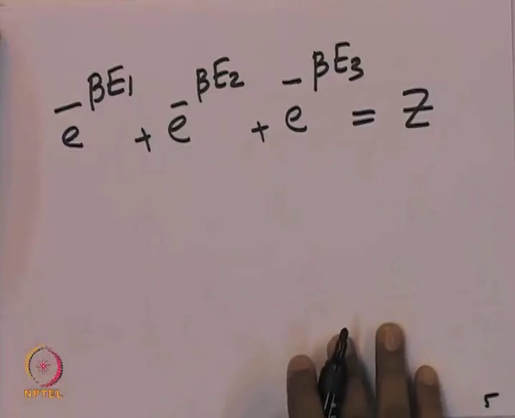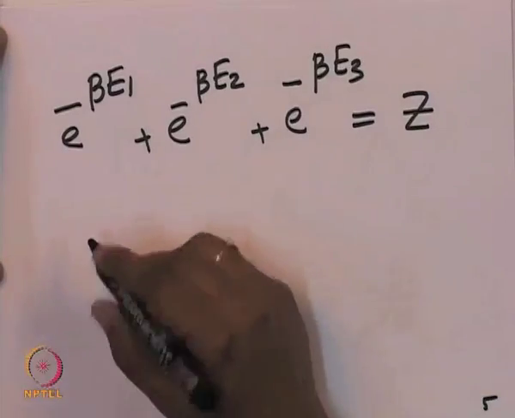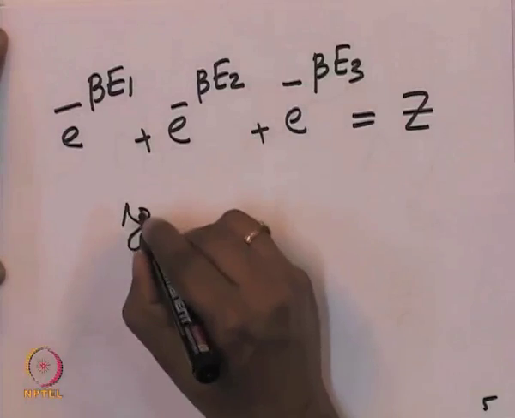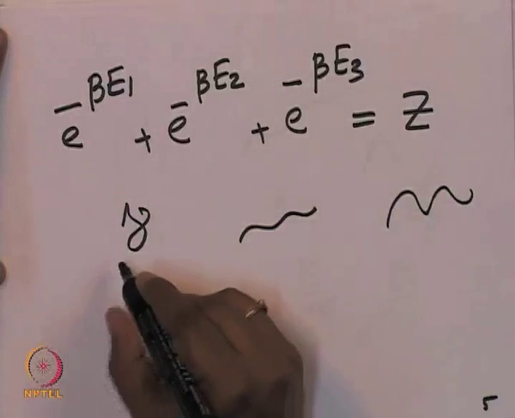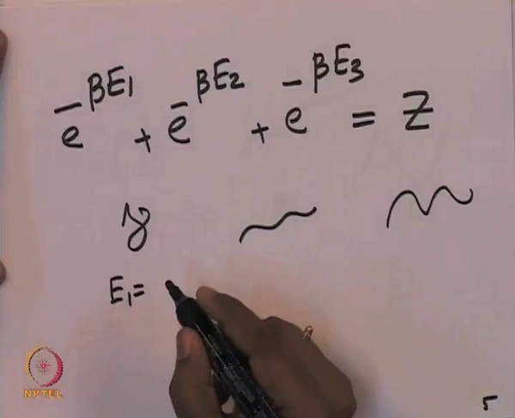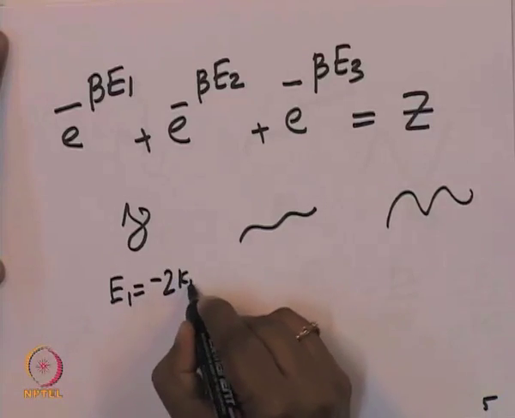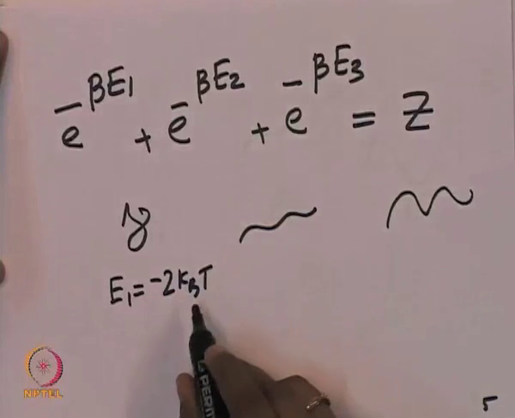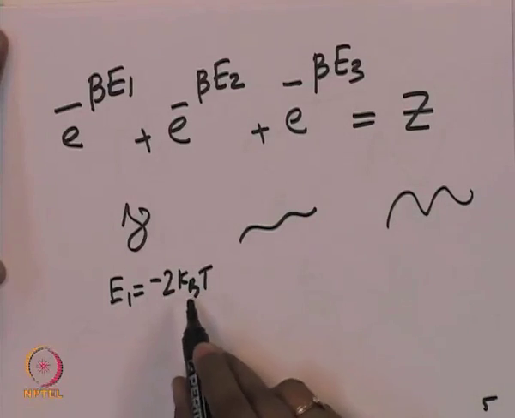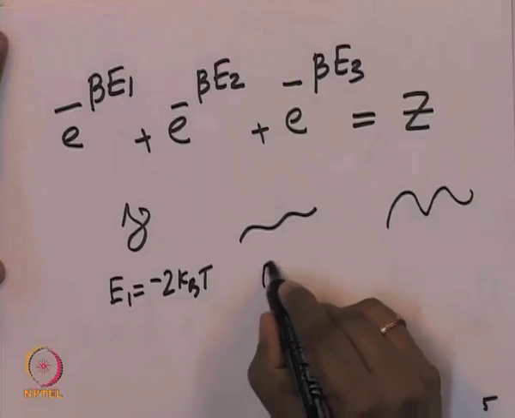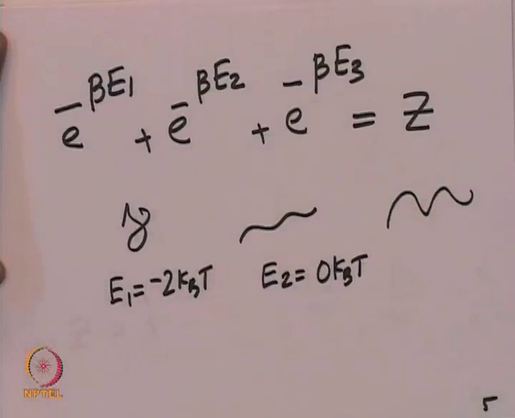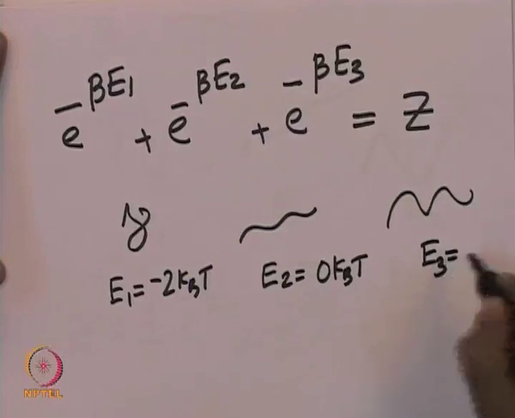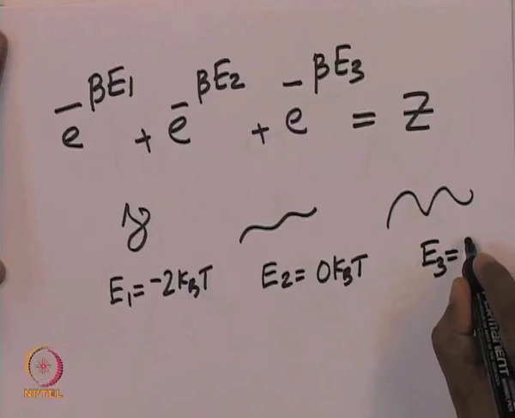Okay, now let us say there are 3 states for the protein. One is a state like this, one is a straight state, and one is a state like this. Let us say the energy of state 1 is minus 2 kBT. kBT is a unit of energy; 1 kBT is about 10 to the power minus 21 joule. Let us say E2 is 0 kBT, it does not cost anything to be like this, and let us say E3 is 5 kBT.